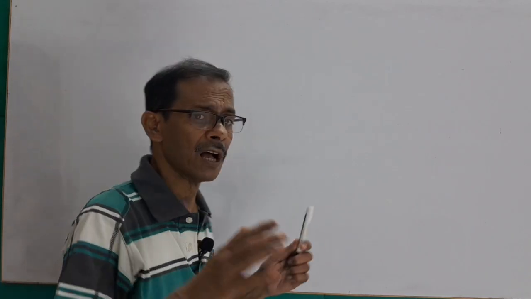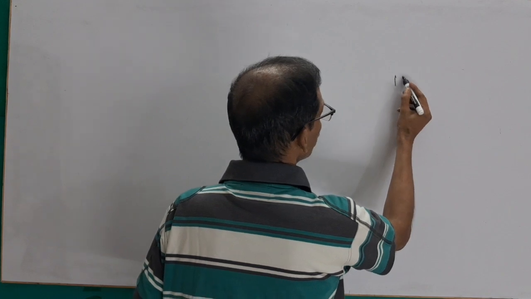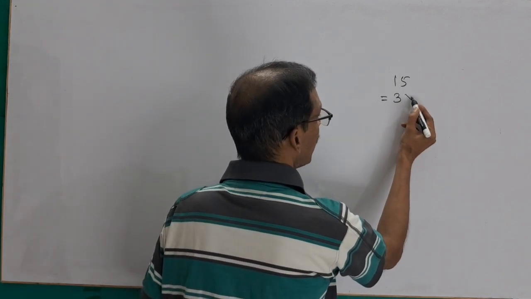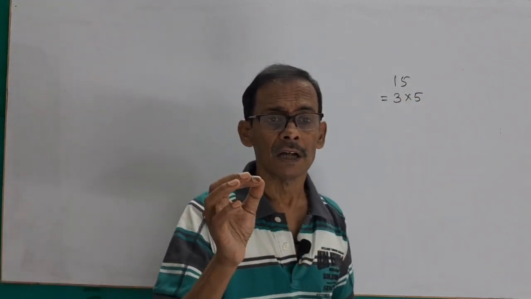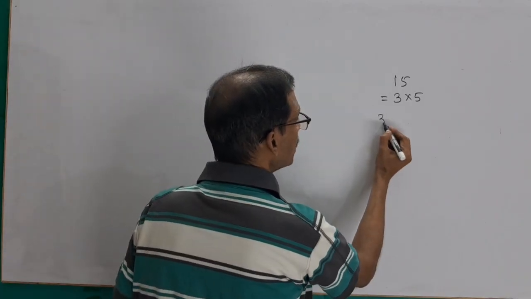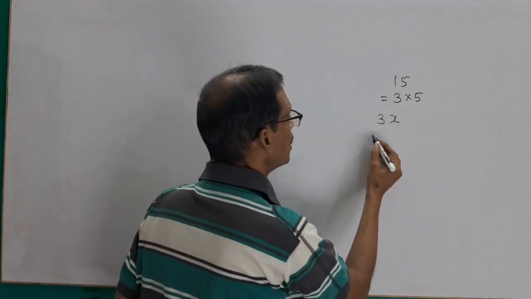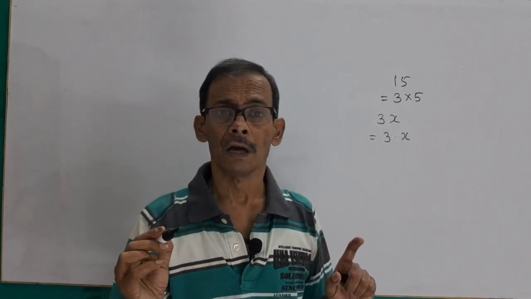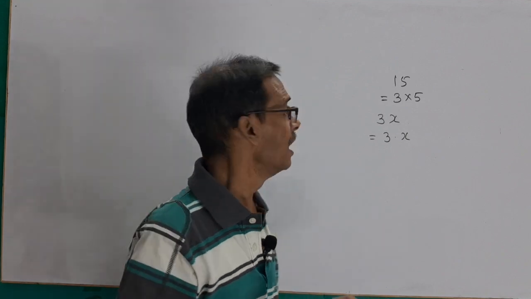Students, a simple thing, if I say you factorize 15, what will you do? You will say 3 into 5. So, when you are factorizing 15, you are getting 3 and 5. Same way, if it is 3x, then what can you factorize? It is only 3 into x. This is the only factorization. That means one factor is 3, other factor is x.